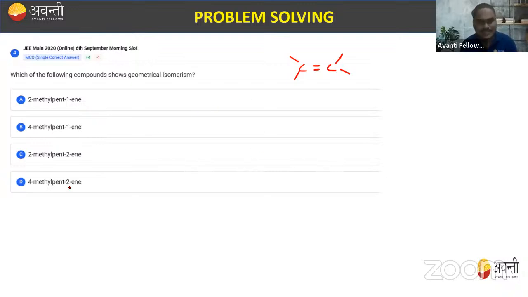देखो, let me discuss this thing. For example, we have 4-methyl pent 2-ene, right? So we'll draw the structure like we have H here, CH3 here, H here. Now again we have C, we have CH3, we have CH3, and one H here. Okay, so this is the structure of 4-methyl pent 2-ene.